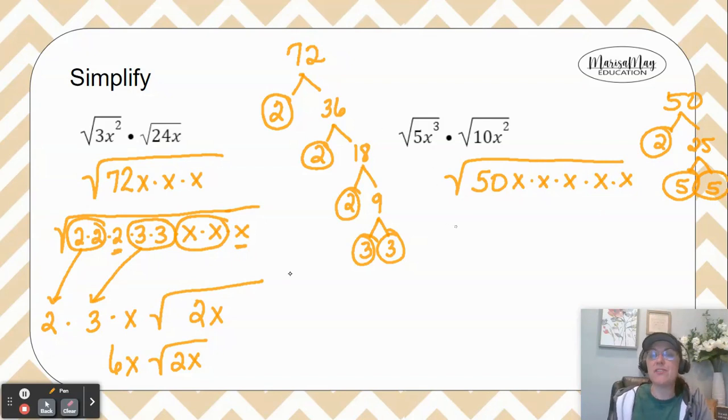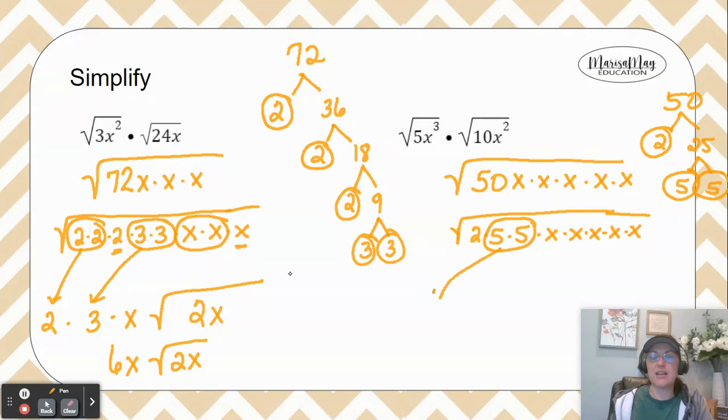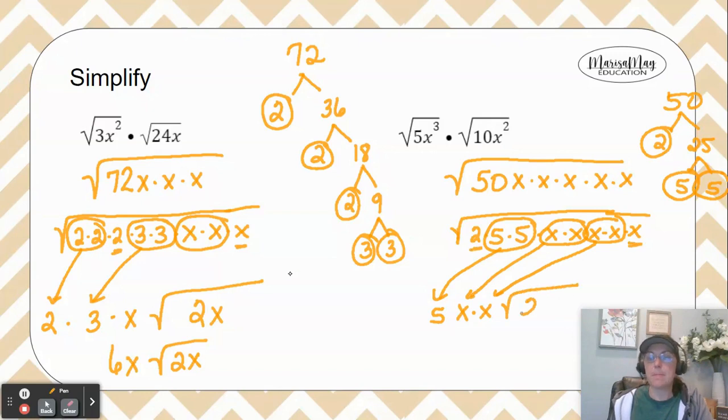All right, so let's replace our 50 with all of my dead branches. So that's 2 times 5 times 5. And then I've got x times x times x times x times x. And remember, we're looking for pairs. So I've got a pair of 5's coming on the outside, being written as a 5. And then notice I've got 2 pairs of x's, so I write an x for each pair. Anything that didn't have a pair gets left underneath. That's 2x. And then you can write the outside as 5x to the second on the square root of 2x.